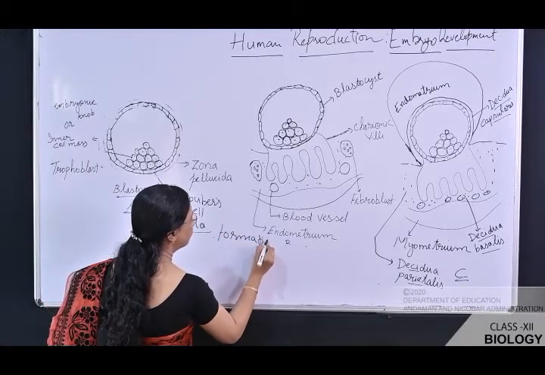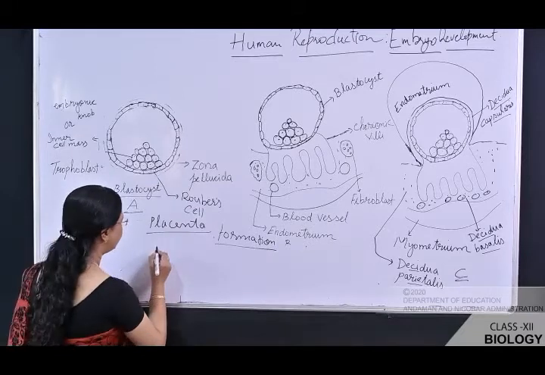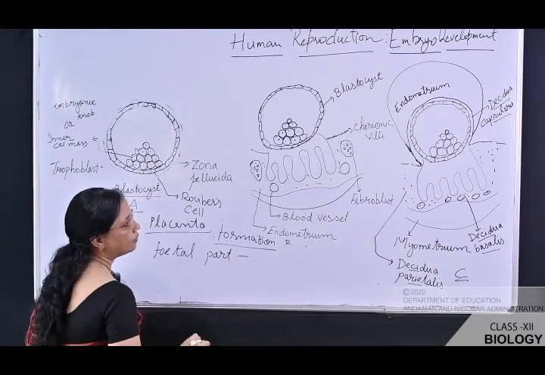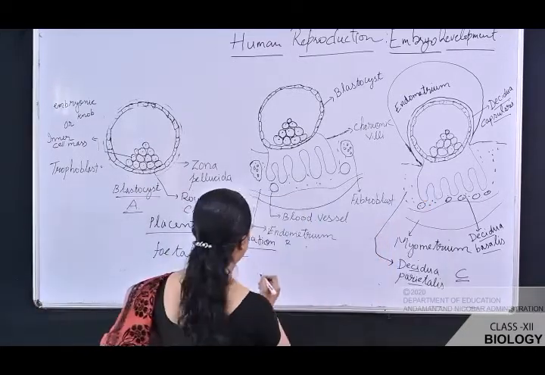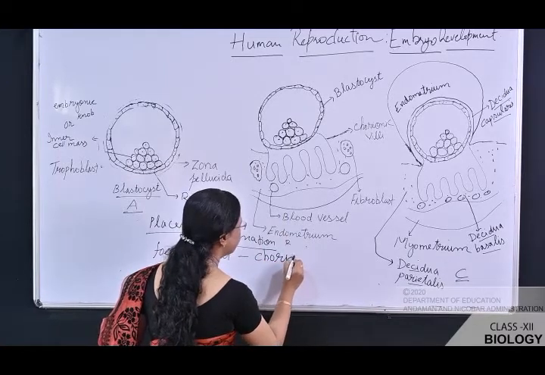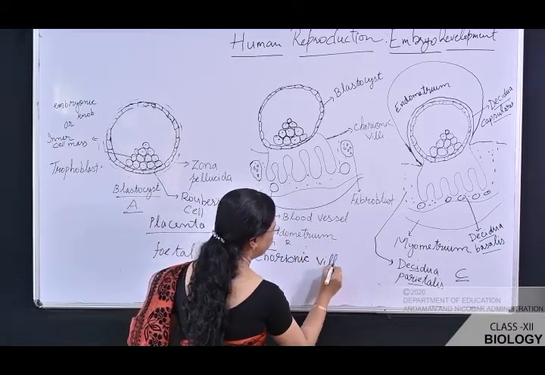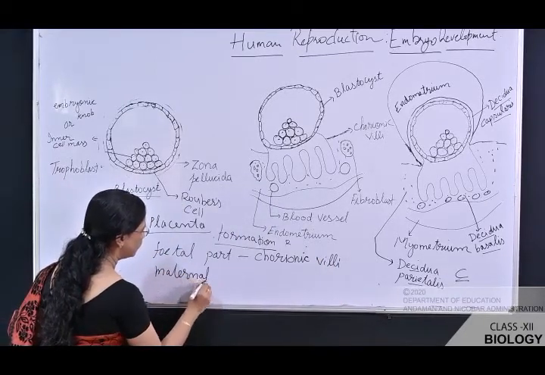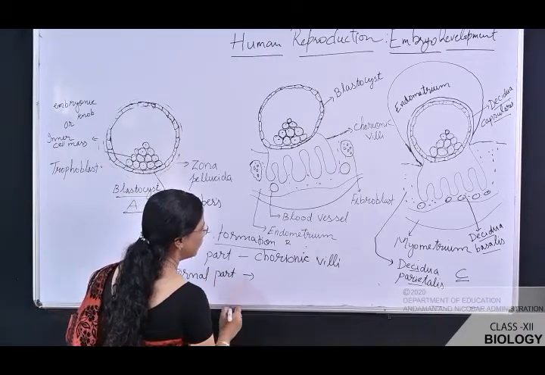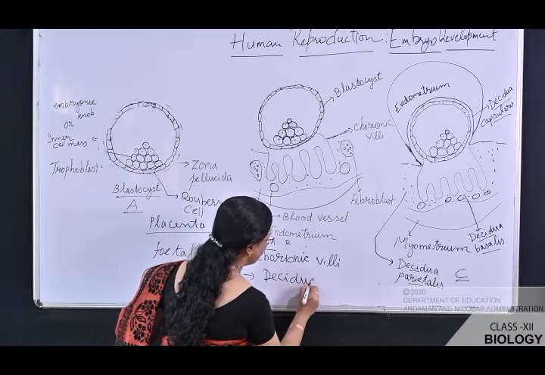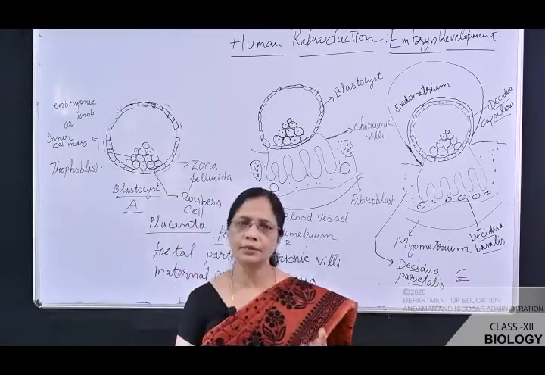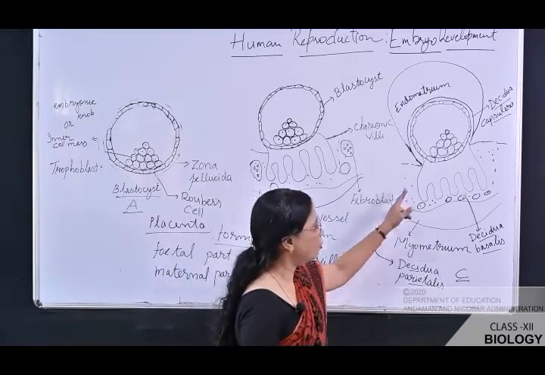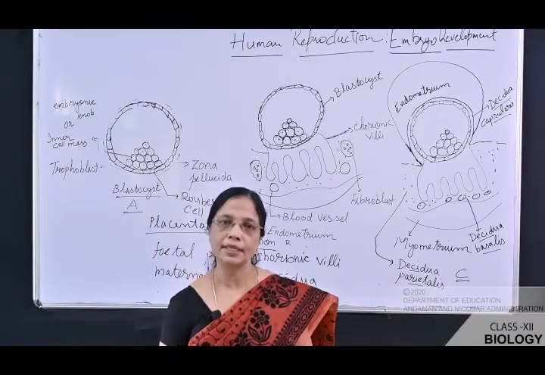Formation. This placenta is formed from the fetal part. So what is the fetal part? The fetal part is the chorionic villi. And the maternal part is the decidua. So what is this decidua? Decidua is nothing but the endometrium. After implantation, the endometrium is now called decidua.